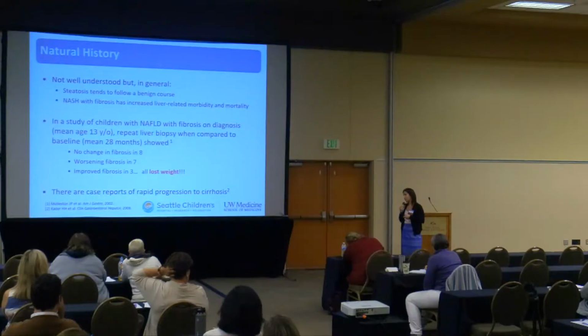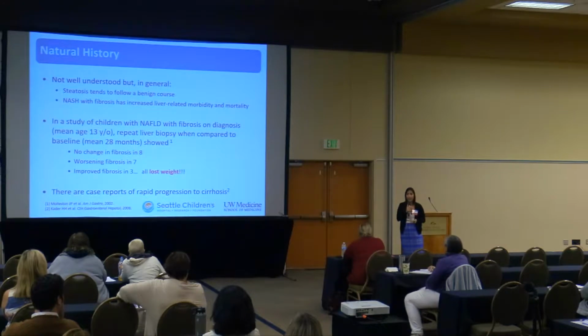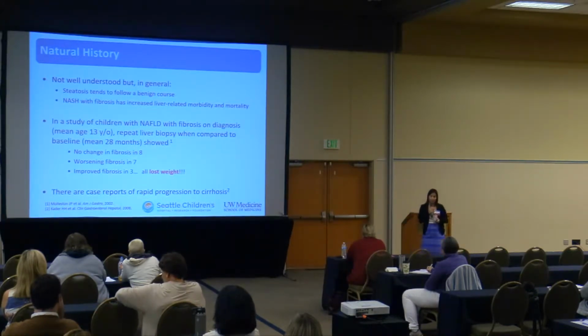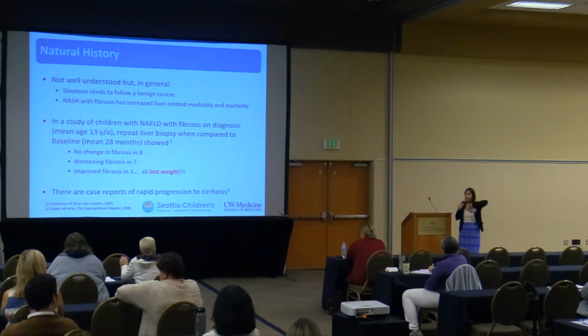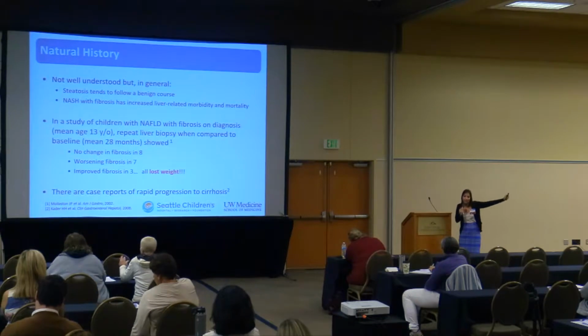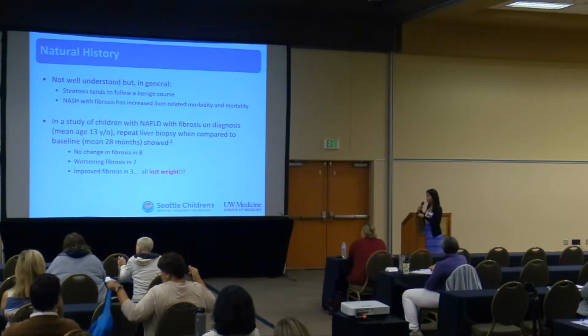Unfortunately, there are also reports of rapid progression to cirrhosis, and that's why my talk is called From Takis to Transplant, because kids that have fatty liver have been transplanted because of cirrhosis and other problems. So this is not something that you think is not going to happen. This can happen, and this is what we worry about and why I want you guys to screen for fatty liver.